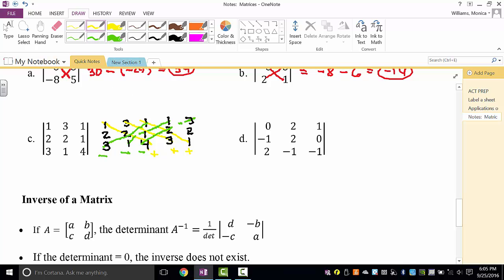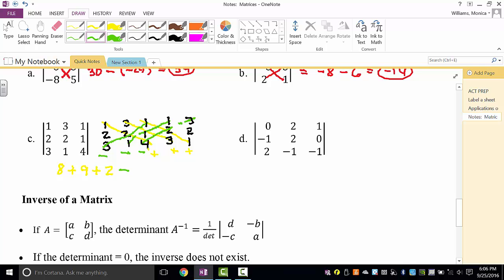So we're going to start going in the positive direction. You multiply the numbers on the diagonals. So 1 times 2 times 4, 8, plus 3 times 1 times 3, 9, plus 1 times 2 times 1, 2. And then the other way.